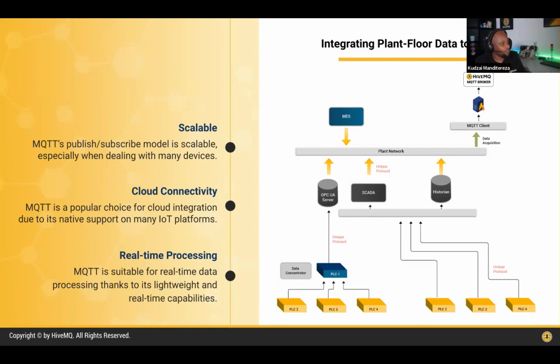So again, scalability is a big issue when you come to integrating from OT to IT, and then the ability for real-time data processing, because whenever you are using publish-subscribe communication, data is being pushed from the edge or from your OT environment into that central hub, so all the other systems are able to respond in real time to whatever data is being pushed to it, because it's all report by exception.